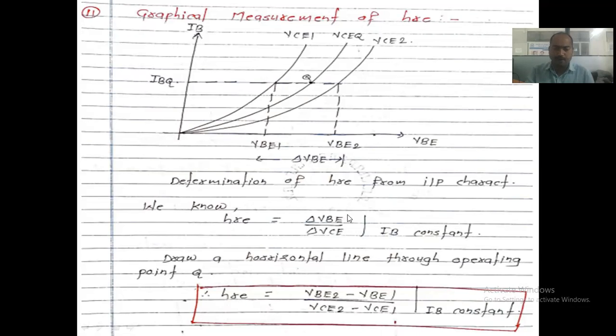But for that purpose we require the values of both changes, delta VB and delta VC. For that purpose we have used two things: VB indicates that these two change, right? VC indicates that these two also change.